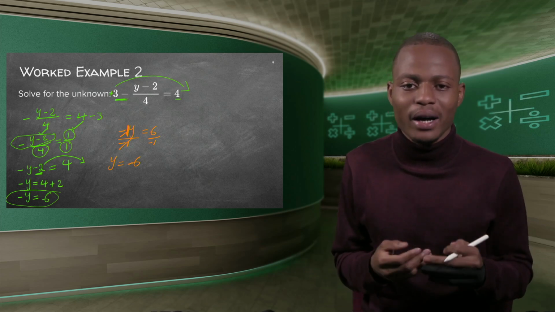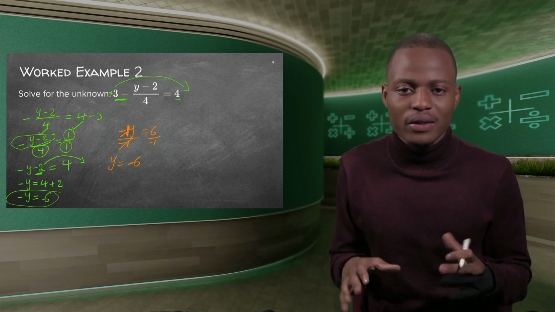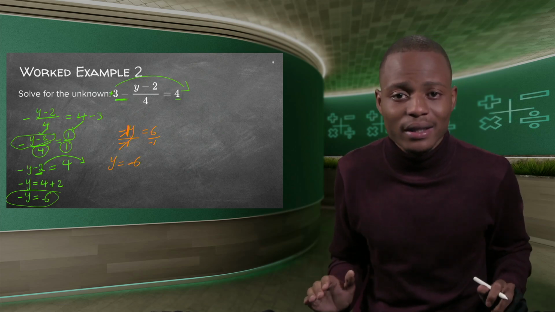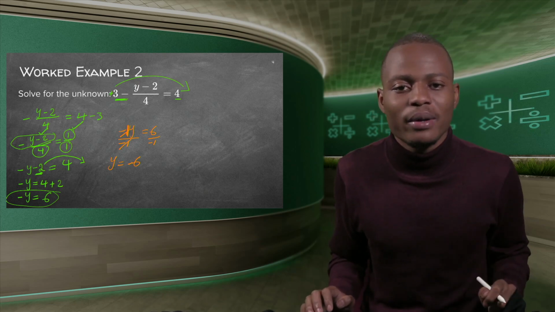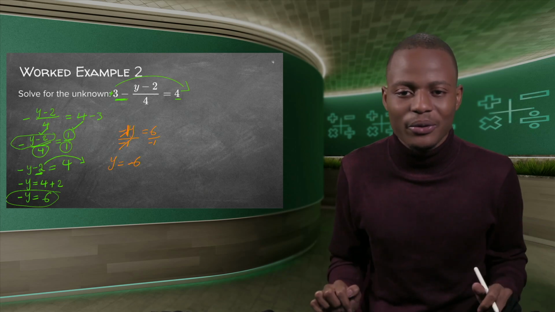That is how you simplify these linear equations with a single term denominator. So you bring back your cross multiplication and you will manage to simplify everything out.